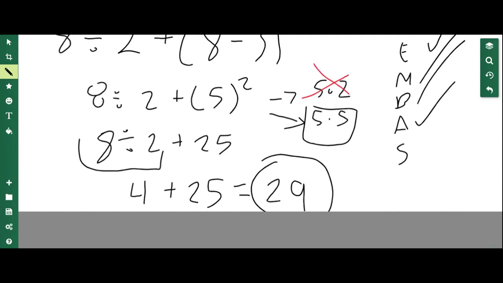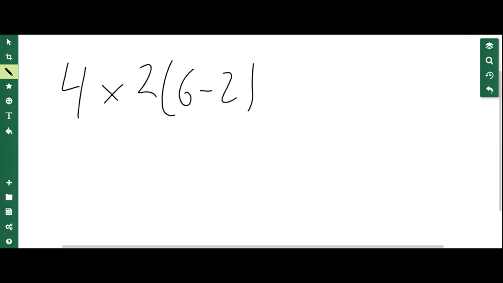All right. Let's see our next example. If you do this on the calculator, though, be very careful that you use parentheses, because if you don't use parentheses, it will give you a totally different answer. And you don't want that. So the use of parentheses is very important. Let's do the other question. It's 4 times 2, parentheses, 6 minus 2 to the power of 3.